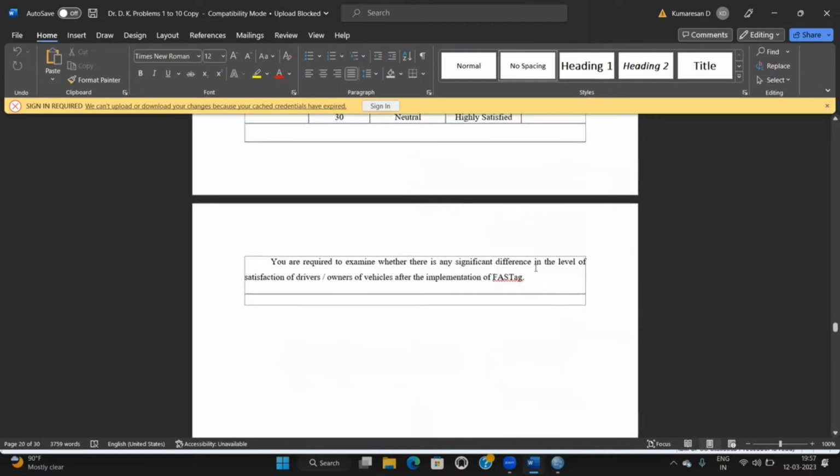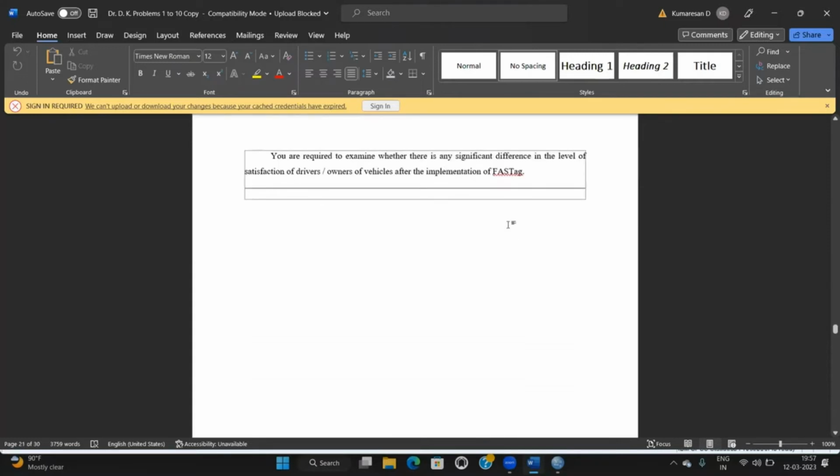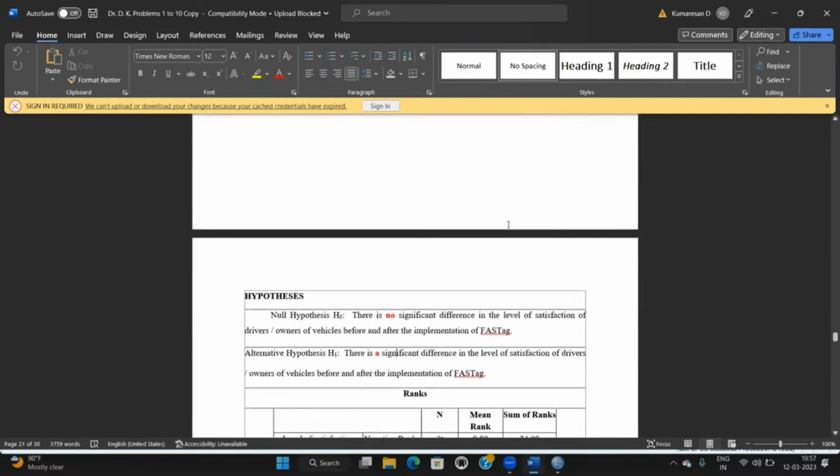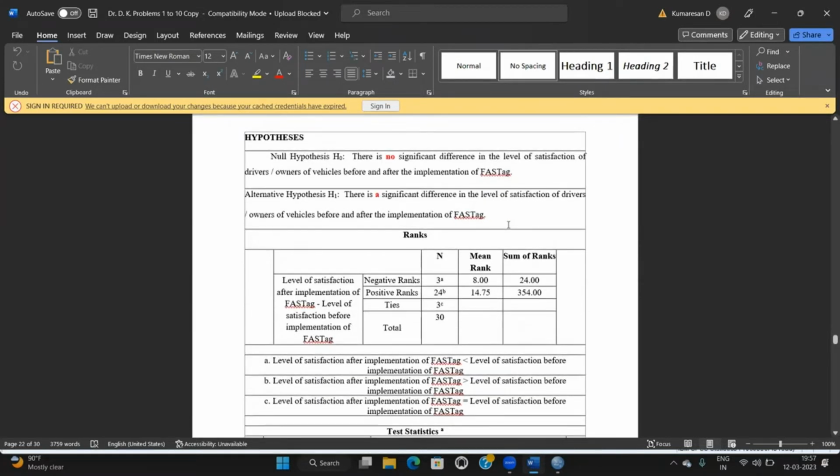Whether there is a significant difference in the level of satisfaction after implementation of FASTag. So after implementation of FASTag, whether they have got more satisfaction or not. That is the question. For that, instead of comparing the mean ranks as in the previous 2 tests, here we should not compare the mean rank.